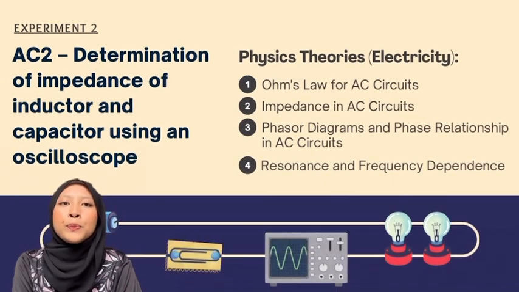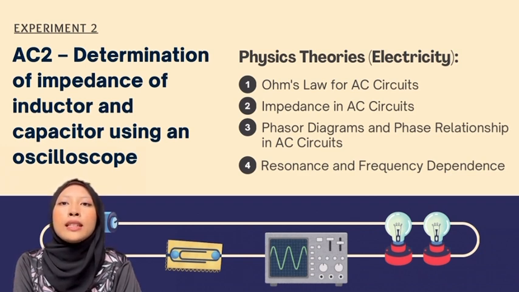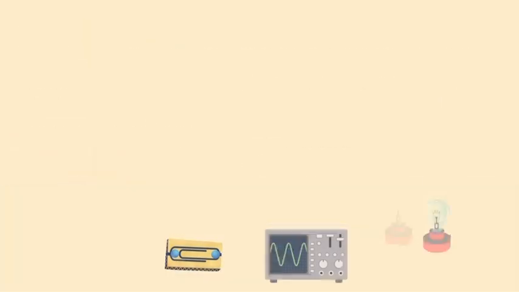For experiment 2, which is AC2, determination of impedance of inductor and capacitor using an oscilloscope, the physics theory is also related to electricity, but it consists of Ohm's law for AC circuits, impedance in AC circuits, phasor diagrams and phase relationship in AC circuits, and also resonance and frequency dependence.